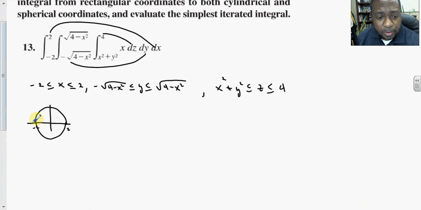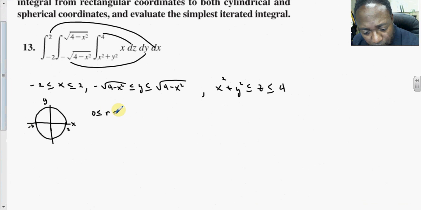That's the negative 2 there. This is the complete circle. That means that the radius goes from 0 to 2 and theta goes from 0 to 2 pi. So 0 less than or equal to r less than or equal to 2, right? And then 0 less than or equal to theta less than or equal to 2 pi.